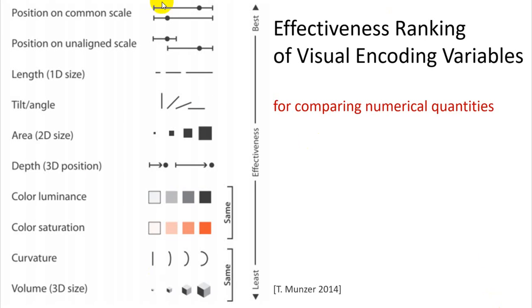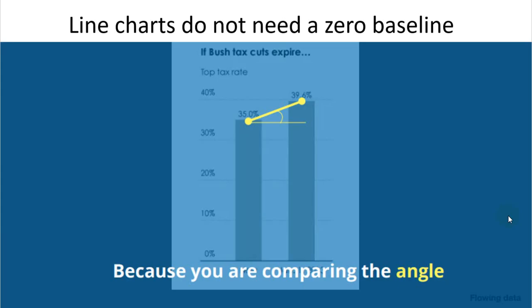We use all of these methods all the time. Just know that the ones that are the most accurate for pulling true values from are going to be at the top of this list. And then just as a reminder, line charts don't need a zero baseline because we're comparing the angle, just like time series and pie charts. You don't have to have a zero baseline. It's only for bar charts. Okay.